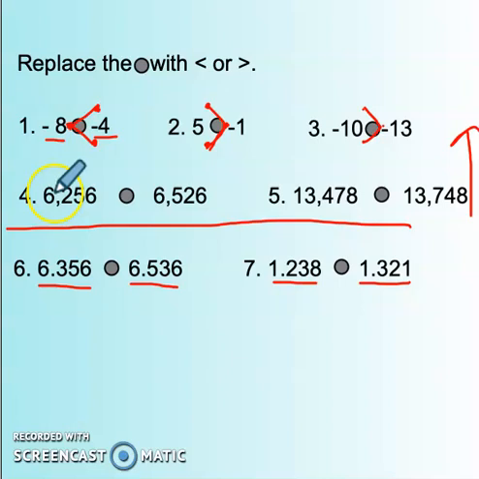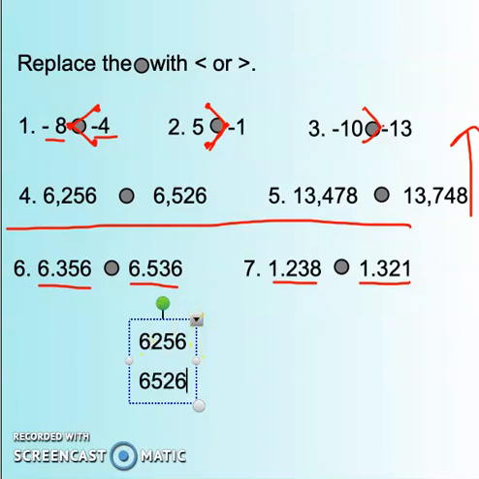Now let's look at some larger numbers. These are positive integers. Now you need to determine which one is greater. Now the way that I do this is I actually like to line up my numbers. So like if I put 6256 on top of 6526 and I look at the numbers, we start on the left side.